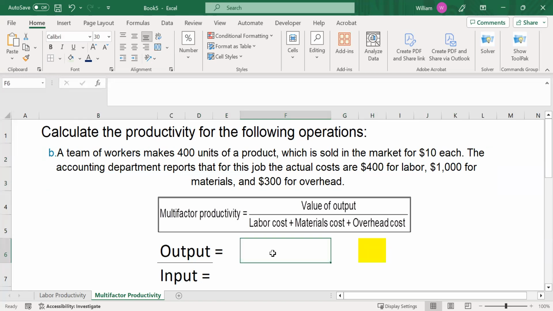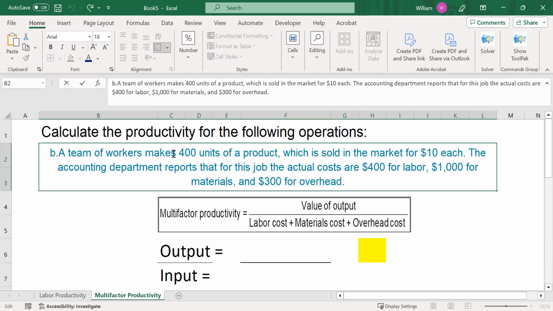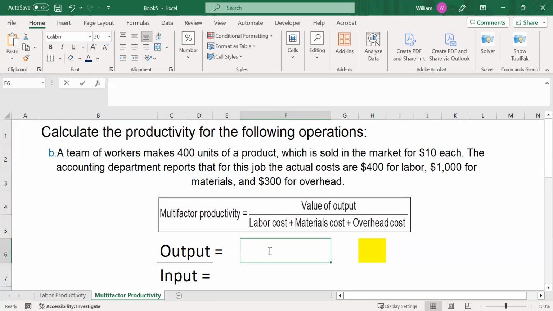So in this example here, output here is 400 units. But I want to put this in the same units of measure as what I have for my inputs. So instead of just using our 400, I will multiply that by the price that we sell that product at, and arrive at a value of $4,000. Now, input is simply the different resources that we use, what's the dollar value, sum that up, and that becomes your total value of your inputs.